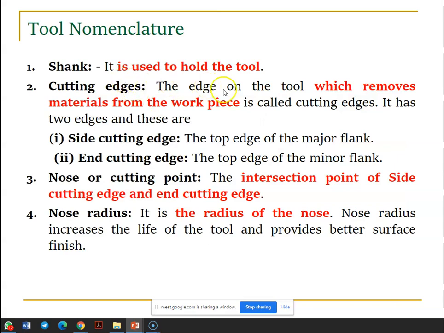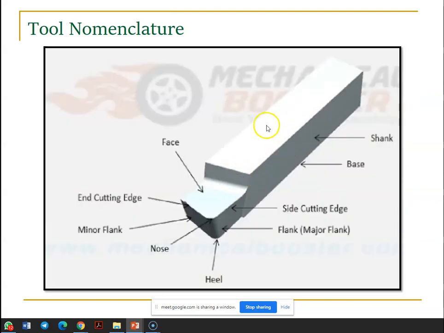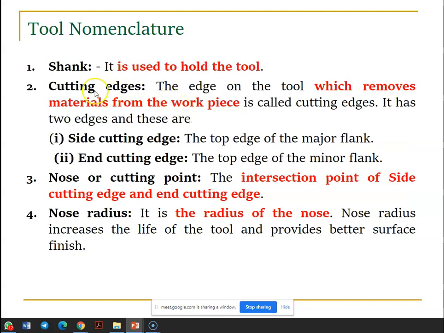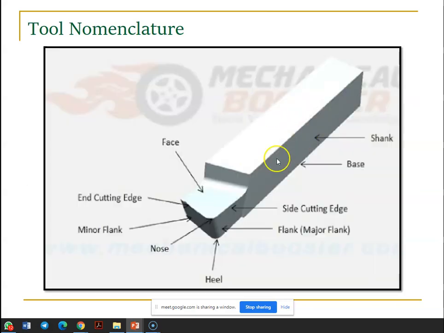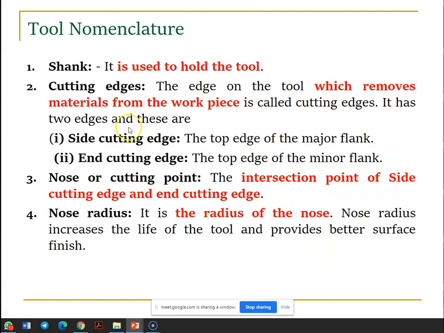The shank is used to hold the tool; we connect the shank to the tool post. Next, the cutting edge: the edge on the tool which removes the material from the workpiece is called the cutting edge.